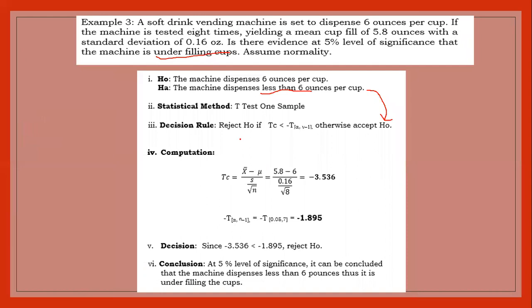And sabi dito, negative of that. So you get the negative of that. So magiging negative 1.895. Kukunin nyo lang class yung negative kung ang alternative hypothesis natin is less than. So please don't forget.